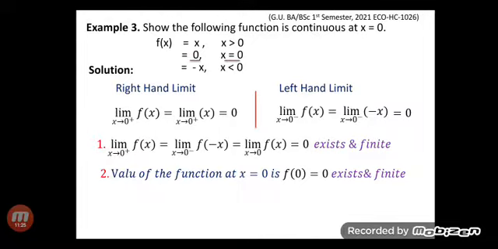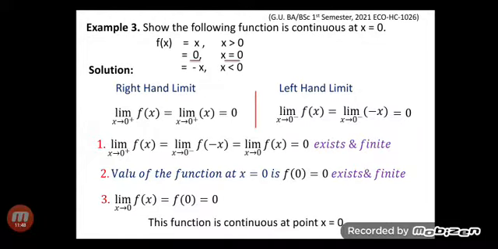So condition number 3, which is indicated by this: the limit value of the function is equal to the functional value when x tends to 0, or at x equal to 0, and the value is found to be 0. So the limit value and functional value are both the same. So this function is called continuous at the point x equal to 0.